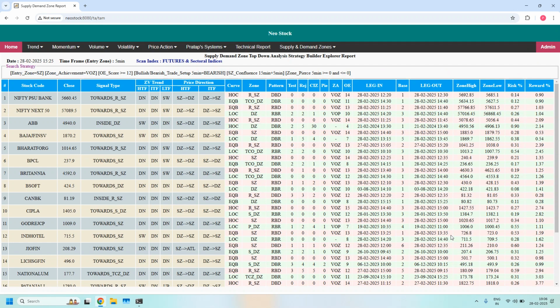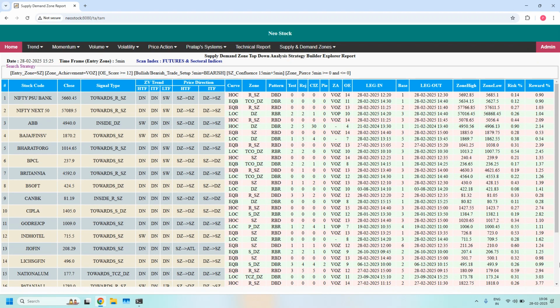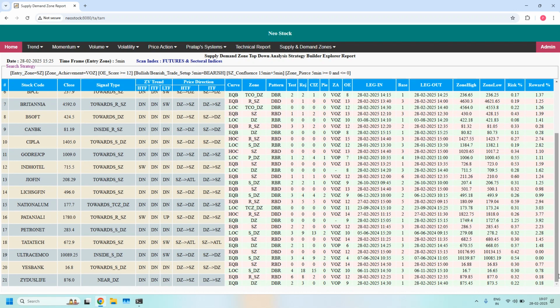With this filter, we got 21 stocks. First 15 stocks in the list. Scrolling the list down. So total 21. In all these 21 stocks, these 5-minute supply zones are overlapped with 15-minute supply zone. And 15-minute trend is down in all these stocks because it is a bearish trade setup.